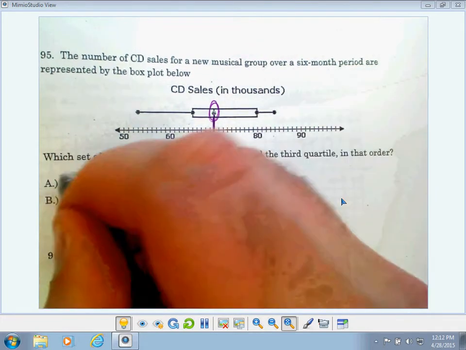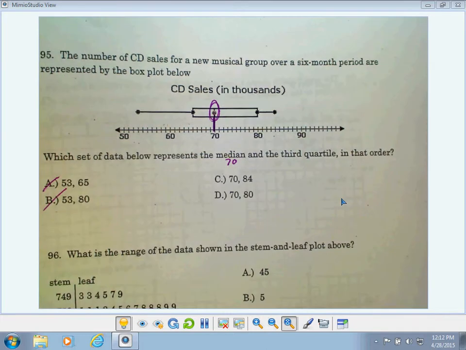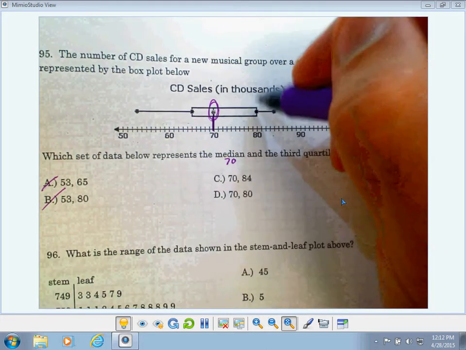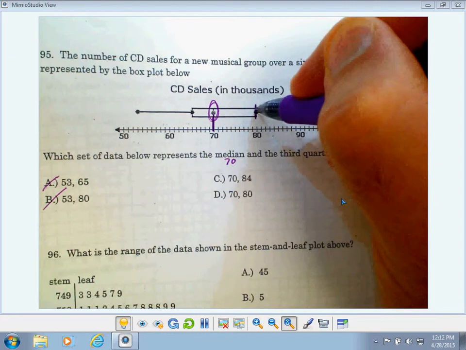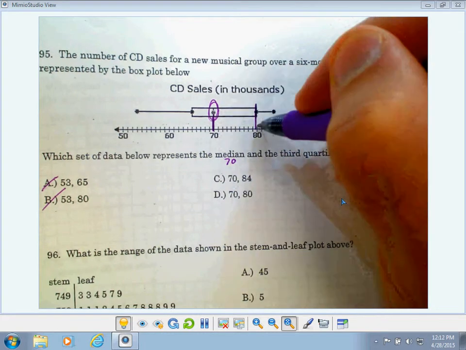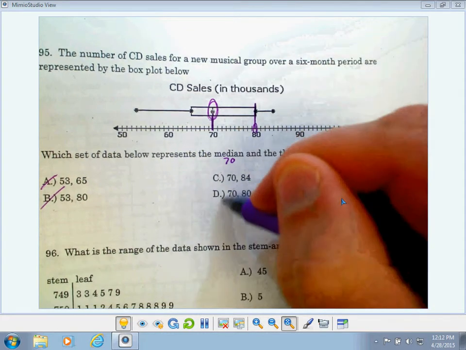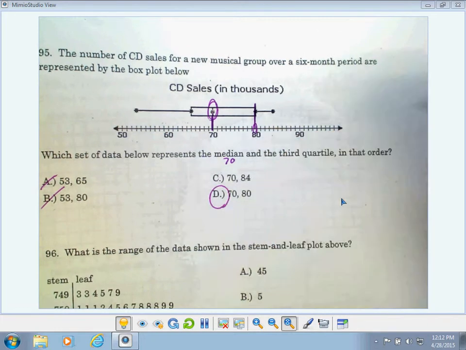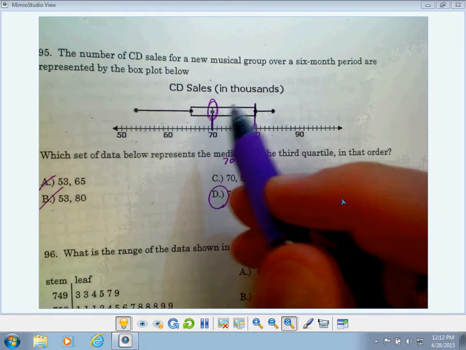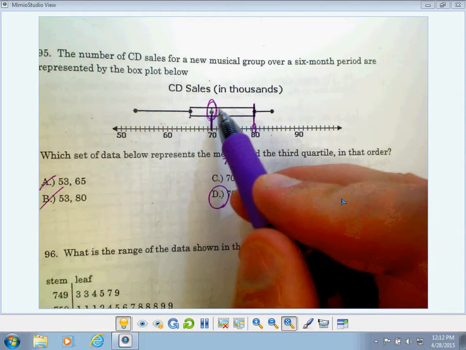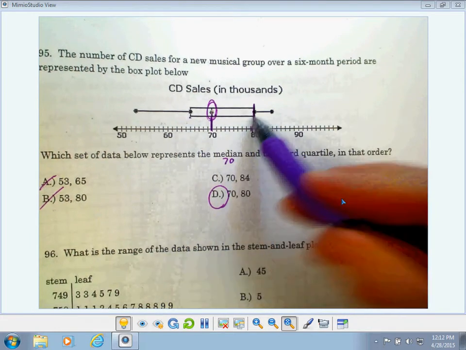So that eliminates A and B. And then the third quartile is the right edge of the box, which looks like it's somewhere around 80. So it looks like our answer is D. So this would be the first quartile, the median, and the third quartile.